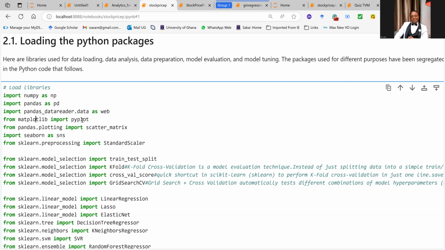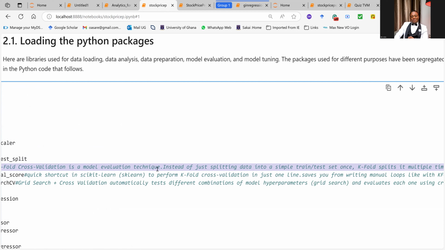As for matplotlib and pyplot, we know it. From pandas plotting, we import scatter_matrix, because we shall do a scatterplot matrix. Seaborn, you know it. Scikit-learn, you know it, it's for pre-processing. In case you want to change or standardize the scale, because the data might not be on a similar scale, we want to standardize. We shall use scikit-learn's train_test_split for splitting the data. We shall use this one for k-fold cross-validation. This is very, very useful to evaluate the technique.